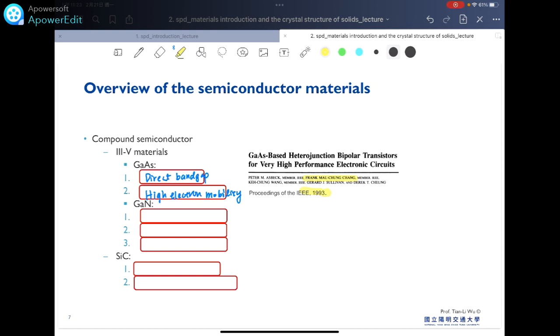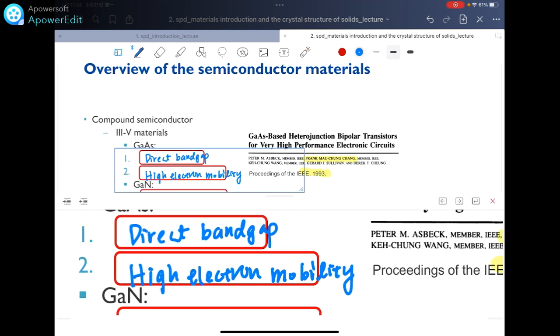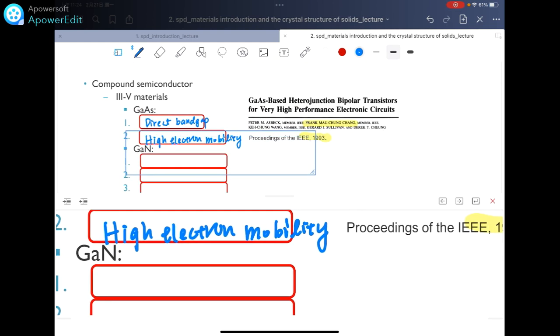And that's another example that it was developed in 1993, but so far it's still the main technology option for the high frequency devices in our cell phones. Actually, we still use gallium arsenide very often here. Okay, so this is gallium arsenide. And another one that's very popular is gallium nitride. Gallium nitride is a direct bandgap material.